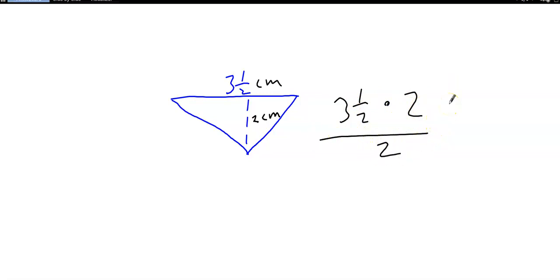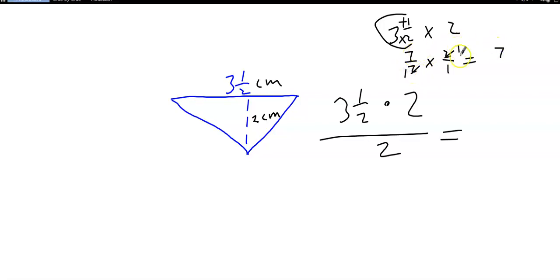So we can do it this way. We can set up the whole problem as 3.5 times 2. So 3.5 would be, multiplying and adding, changing this to an improper fraction: 2 times 3 is 6 plus 1 is 7 over 2, times 2, which is the same thing as 2 over 1. We can cross reduce. 2 and 2 are divisible by 2. 2 divided by 2 is 1. 2 divided by 2 is 1. 7 times 1 is 7. 1 times 1 is 1. This overall answer comes out to be 7.